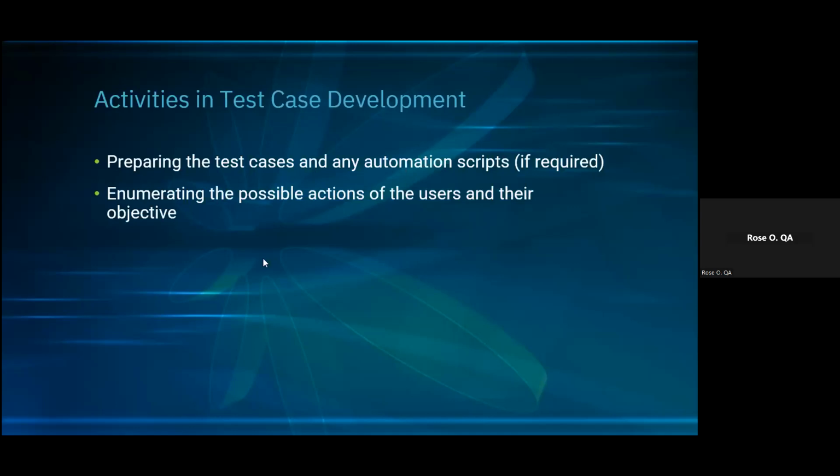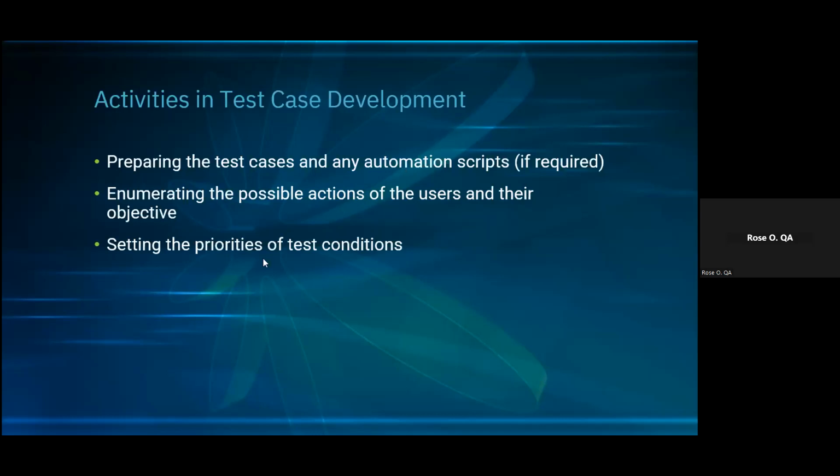Enumerating the possible actions of the users and the objectives. So now you are mimicking the user, you're standing in the gap for the user. That's what that means. The next thing is to set priorities of test conditions. When you're writing test cases, there are test conditions, there are test steps, there are descriptions to it. So, setting priorities of test conditions.